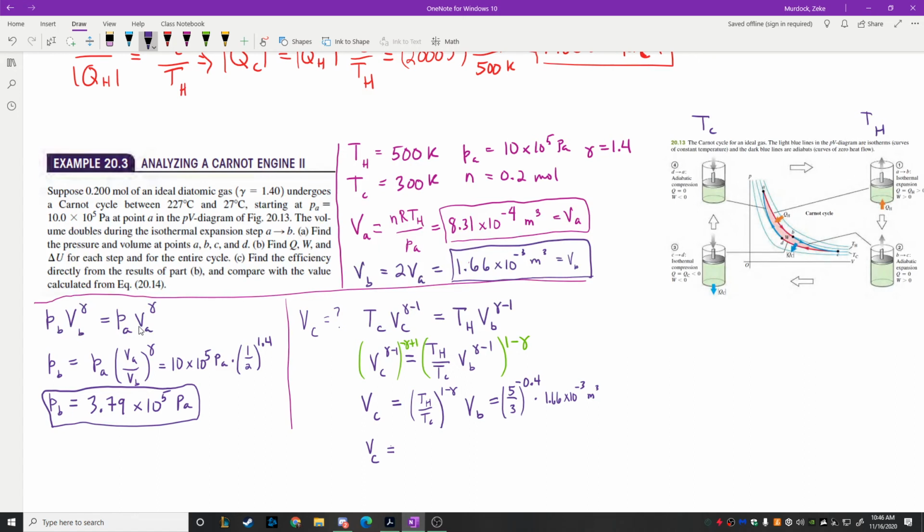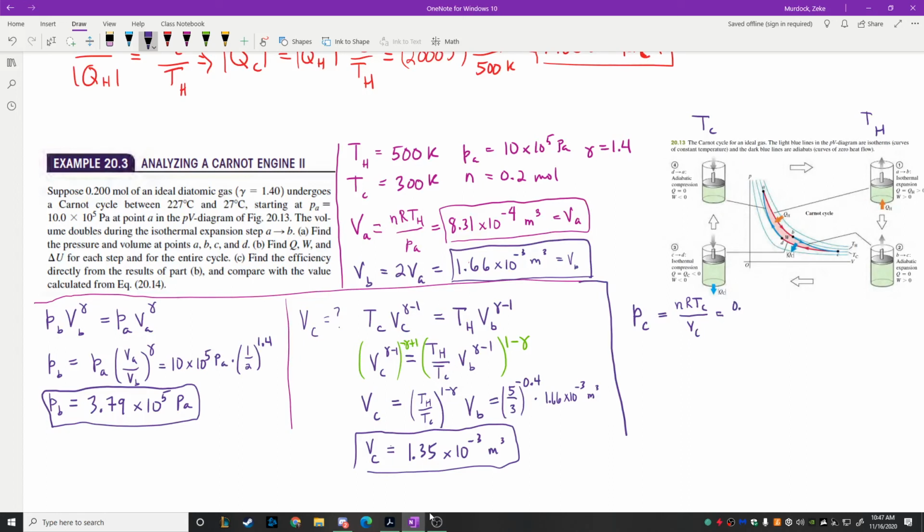All right, I got 1.35. Anyone else get the same thing? All right. Yeah. Now we need to do PC. If we know VC and we know TC, we can just use the ideal gas law to find P, the pressure, right?